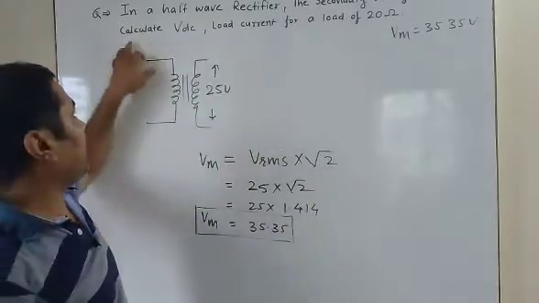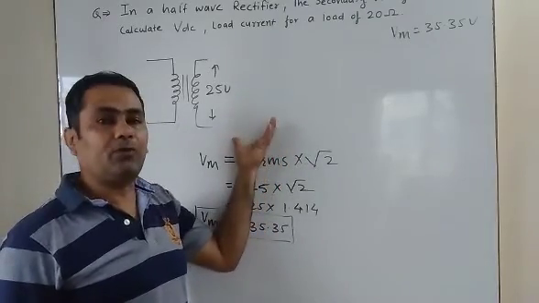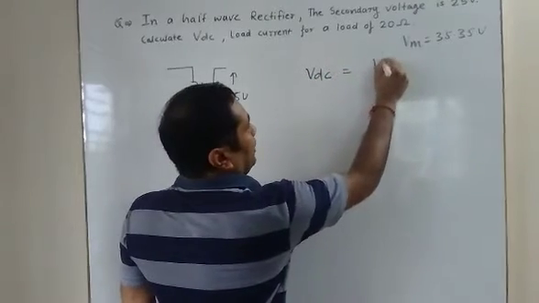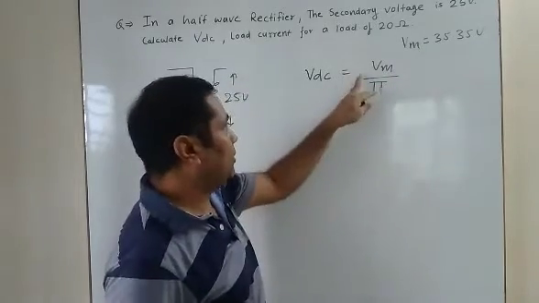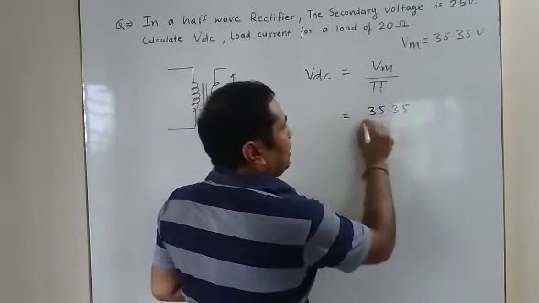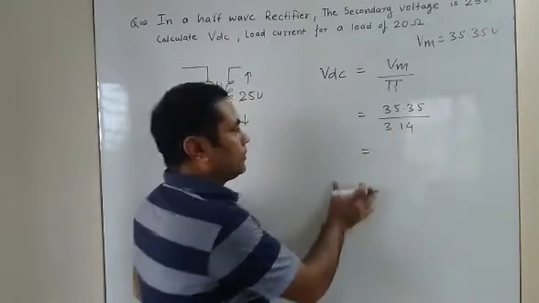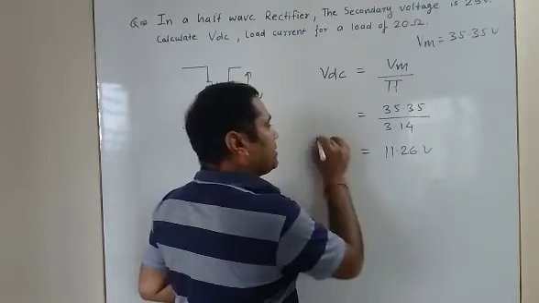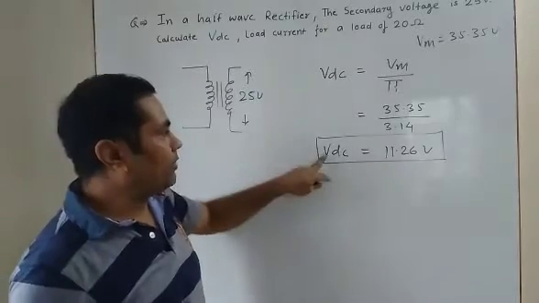Now the second thing, we are asked to calculate the VDC. For half wave rectifier, we know the formula for VDC: VDC equal to Vm by pi. Here Vm was found. Now we know the value of pi, so it will be 35.35 divided by 3.14. It is found to be 11.26 volt. So this is the value of VDC. In this way we can calculate the VDC.